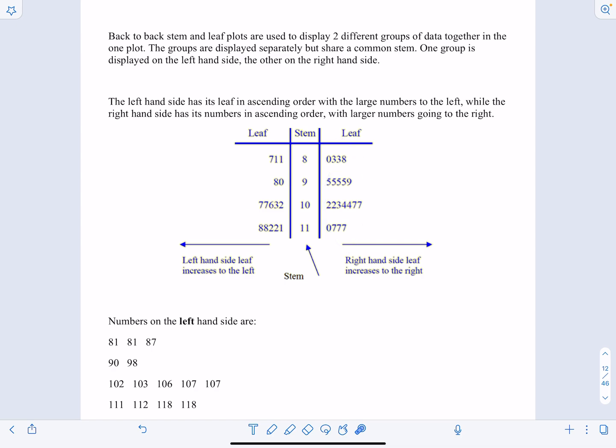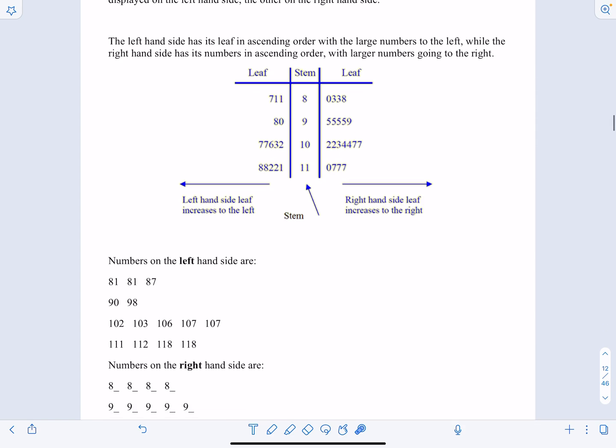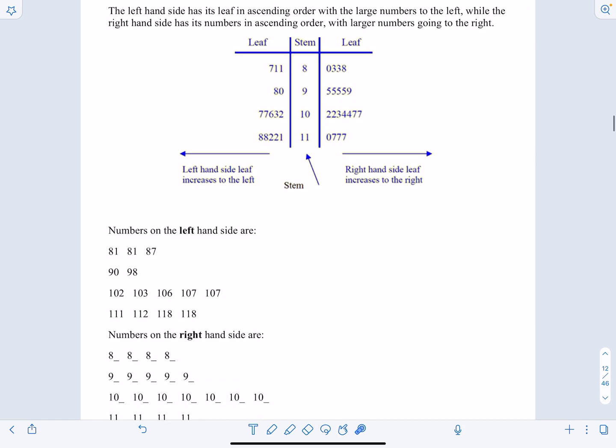Now, you kind of have to do some sort of backward reading here. It still has to be in numerical order, but you read it as 81, 81, 87, 90, 98, 102, 103, 106, and so forth. Here it's 80, 83, 83, 88. So this way we read correctly. This way you've got to read it like the Arabic language. So that's just the way the back-to-back stem and leaf plot works.